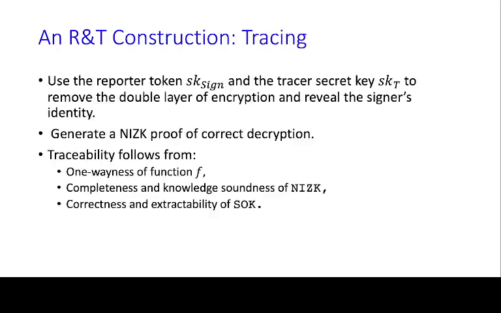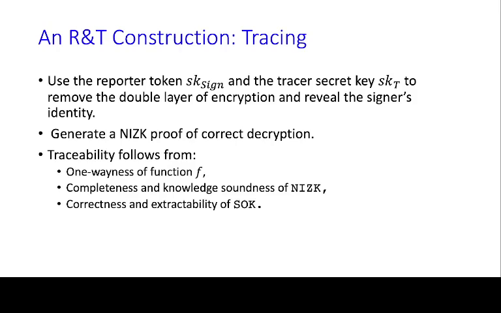Then, to reveal the signer's identity, the designated tracer removes a double layer of encryption, which is used to encrypt the signer's identity, and they provide a zero-knowledge proof of correct decryption under the tracer's public key. Our construction satisfies traceability if function F is one way, the zero-knowledge proof is complete and knowledge sound, and the signature of knowledge is correct and extractable.